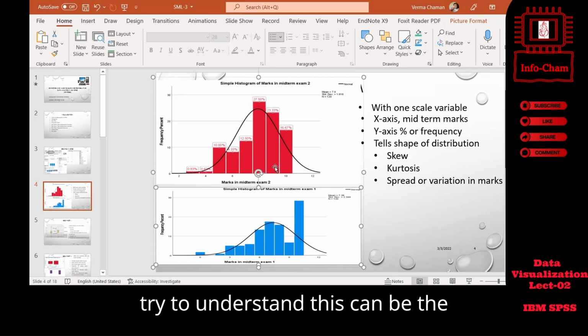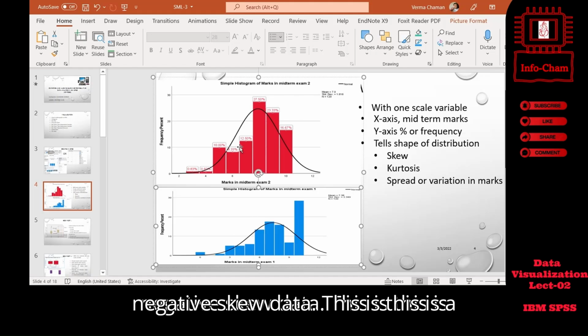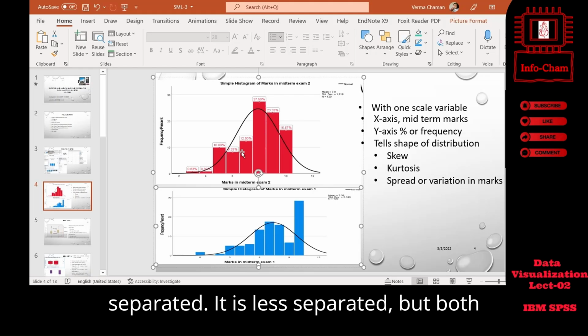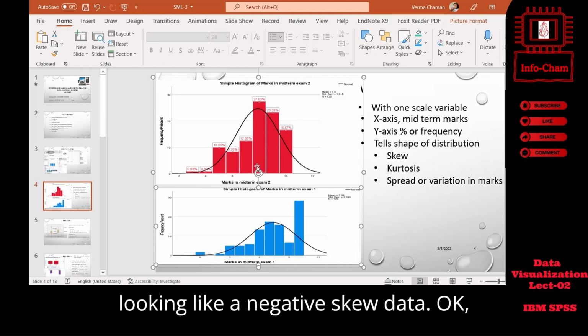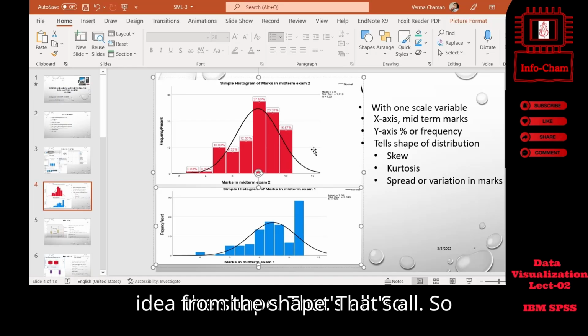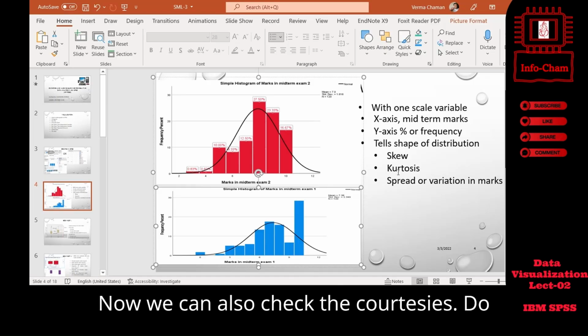Please try to understand. This can be the negative. So yes, it is like a negative skew data. This is highly separated. This is less separated, but both look like negative skew data. Okay, so I can have an idea from the shape. That's all. Did you get the idea? This is skewness.